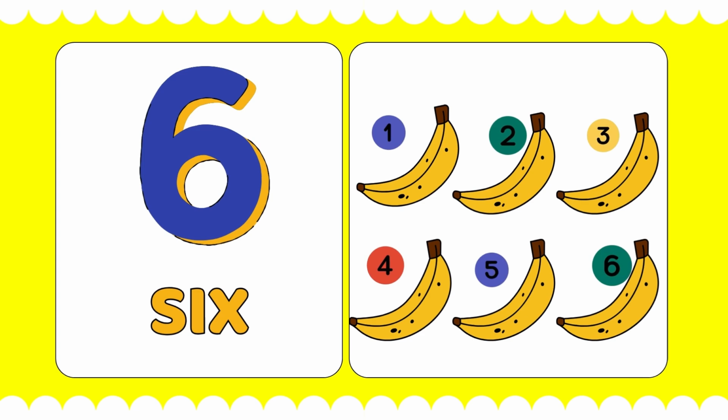6. Can you say it with me? 6. The spelling of 6 is S-I-X. Let's count bananas. 1, 2, 3, 4, 5, 6. 6 bananas.